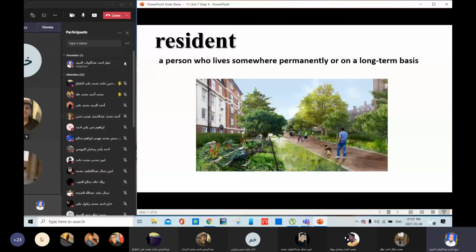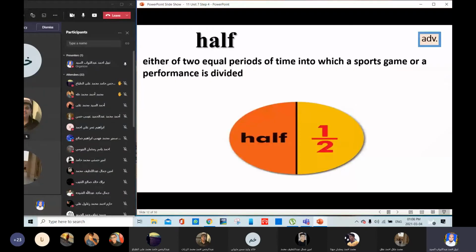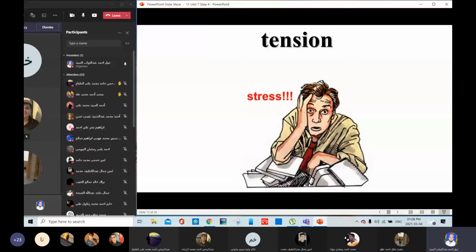Half. Either of two equal periods of time into which a sports game or a performance is divided. So in a football match, we have two halves. The first half and the second half of the match. Tension. Tension means stress, worry. The state of being stretched, tight. Tension is a noun, and the adjective is tense.